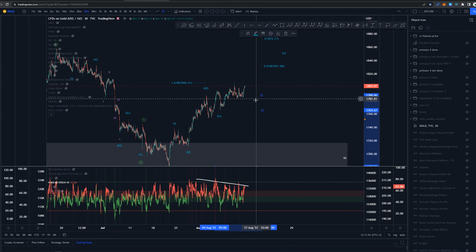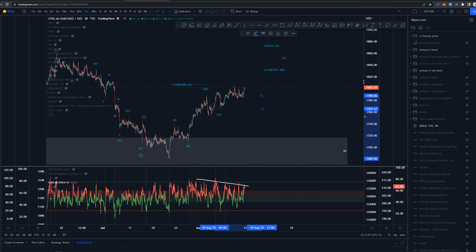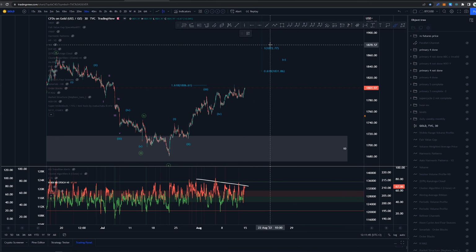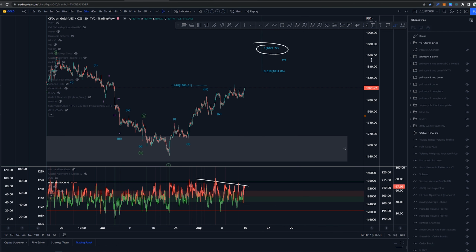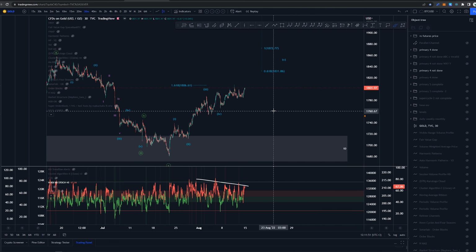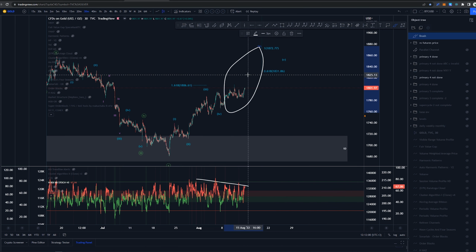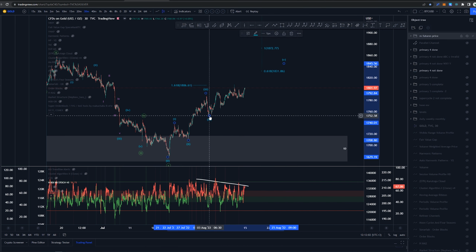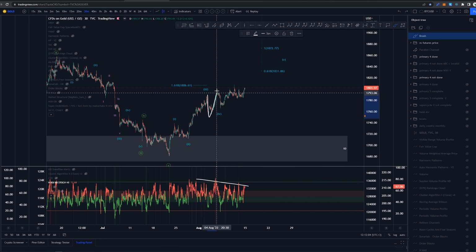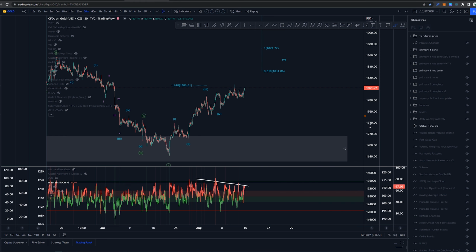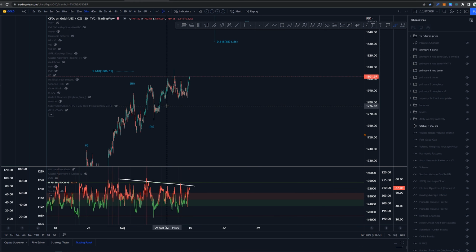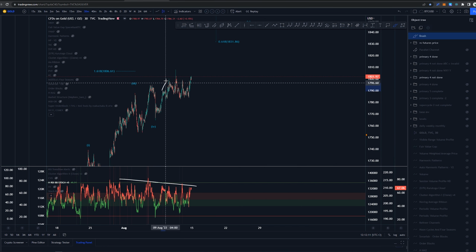If we are measuring on the CFD market here, these would be our expectations here for the wave 5. The major target would be the 1-to-1 extension, as we did not have any extension on the waves 1 or 3, so we are expecting an extension here on the 5th. Whether the wave 4 starts from here or here, some kind of running flat, I'm not quite sure of that yet. We do have some kind of divergence happening here.